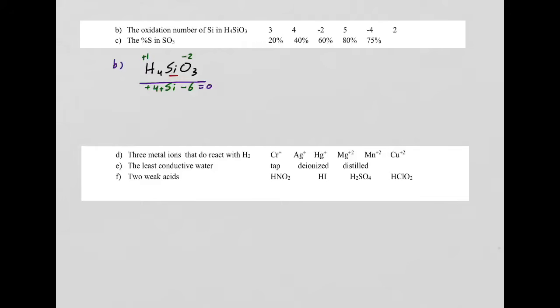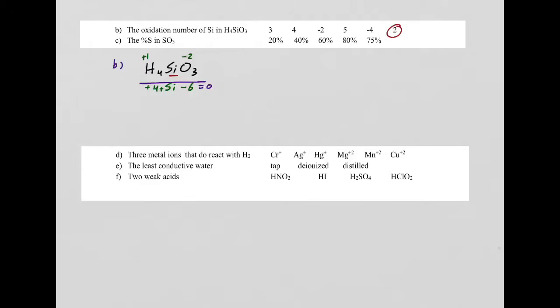Now, let's do math. So I would take the 6 over here. It would be +6. I would take the 2 over here. It would be -2. Then Si would equal 4. So far, so good? Okay.